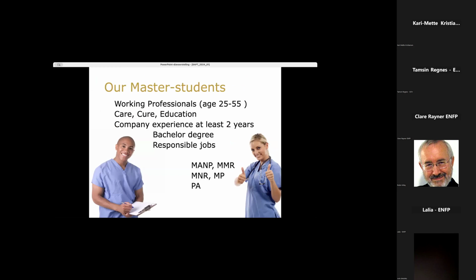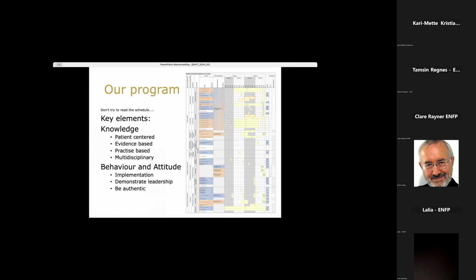These are our master students, working professionals, aged 25 to 55, working in care, cure, and education. They are working for at least 2 years. They have bachelor degrees, they have responsible jobs, and I work in the Master of Advanced Nurse Practitioner, the Master of Musculoskeletal Rehabilitation, Master Neurorehabilitation, and a few others. And we changed a few little things. And one of the things we do is, this is a study program. Don't try to read it.